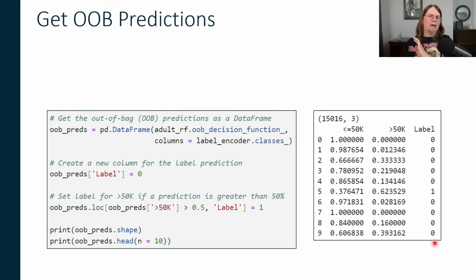And that's a bit abstract. It all makes sense here in a second. But first, what I need to do is extract out the OOB predictions from the random forest object. And this is some code to do that. It's not the only way to do it, but you've got the code. You can copy and paste and reuse it in your own projects if you would like.